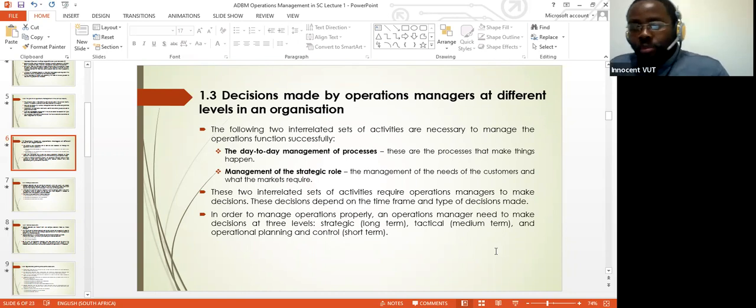So in order to manage operations properly, an operations manager needs to make decisions at 3 levels. The first one is the strategic level or the long-term level. And then we have tactical, which is medium term. And then we have the operational planning and control, which is short term. So long-term, tactical, and short-term. Operations managers should make decisions at these 3 levels.